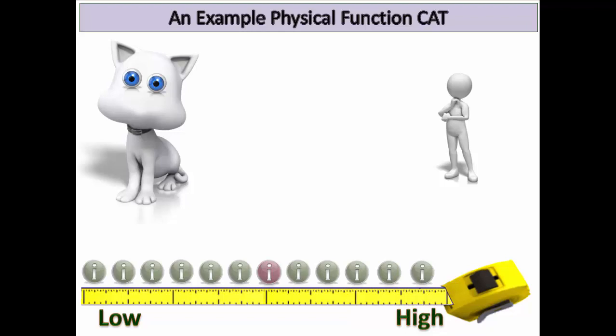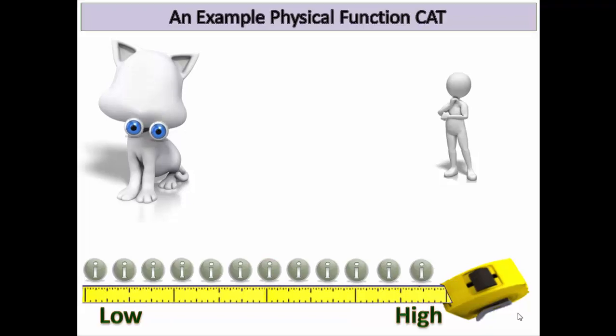A CAT often starts with an item in the middle of the range. After a person responds, a score is estimated based upon what we know about where that item falls along this continuum and the specific response provided. A number of different psychometric models exist that may take into account other information, but I won't cover those here.